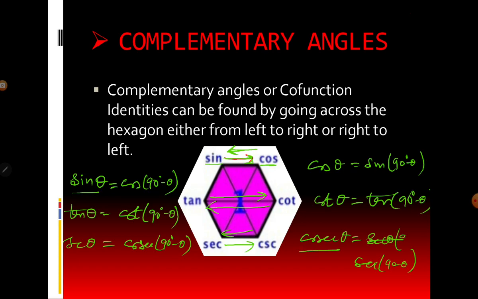So all complementary angles or co-function identities can be found by going across this hexagon, either from left to right or from right to left. We'll get all these 6 identities, which are very, very important. We are going to use them in our full exercise. Now you can tell why we call it super: one hexagon helps us find various trigonometric identities. So we can say it's a super hexagon.